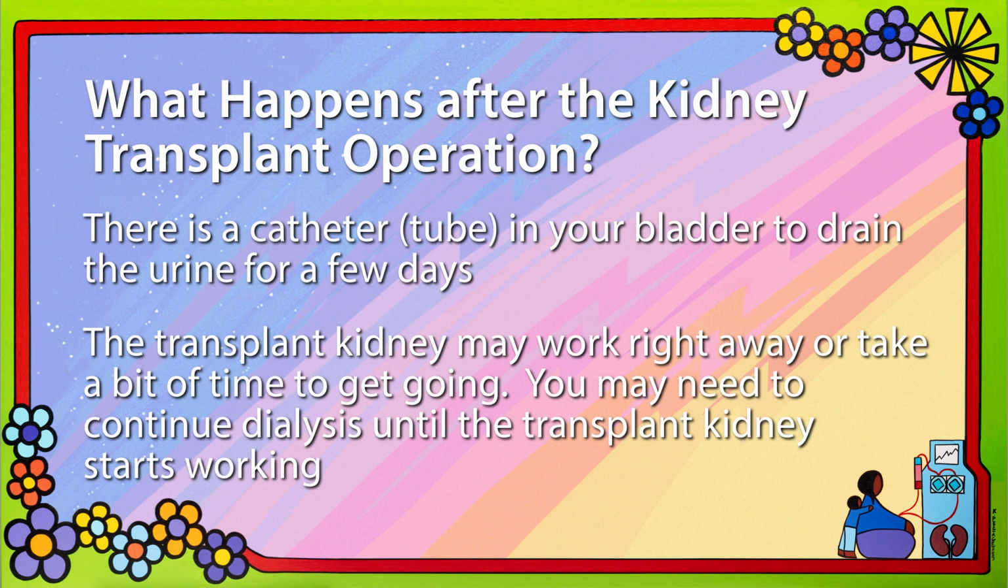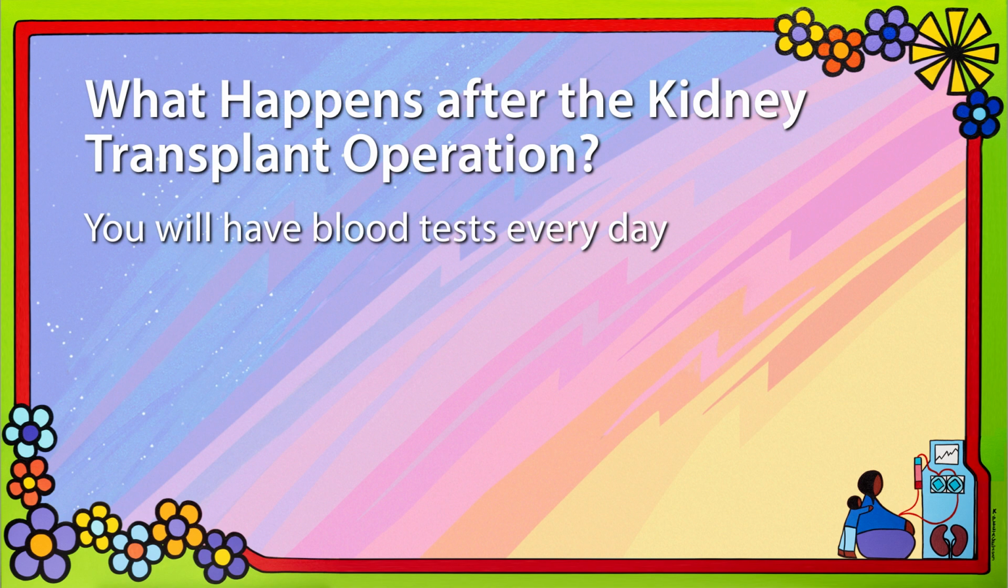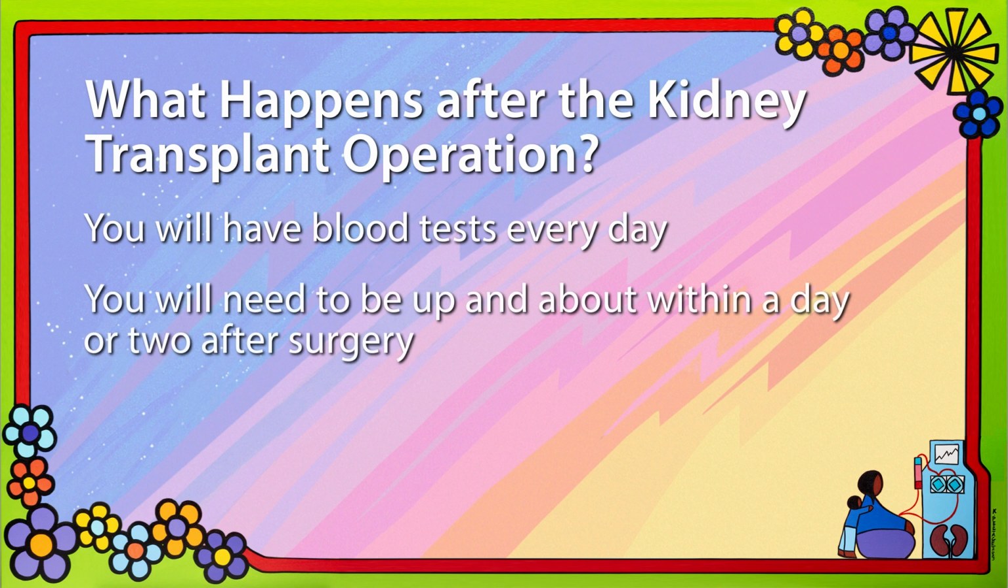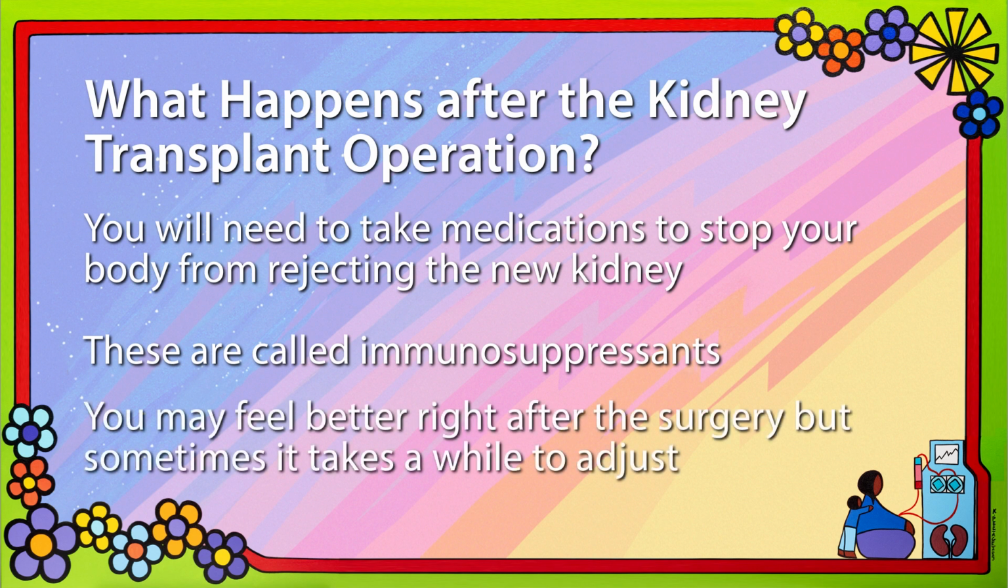The transplant kidney may start working right away, but sometimes the transplant kidney takes a little longer to work. In this case, you might need to continue dialysis until the transplant kidney gets going. You will have blood tests every day to check how the transplant kidney is working. If the transplant kidney is working, you may need to drink lots of fluids. It is important that you get out of bed and start walking, slowly at first. You will be taking medications to stop your body from rejecting the new kidney. These are called anti-rejection drugs or immunosuppressants. You may feel better right after the surgery, but sometimes it takes a while to adjust.